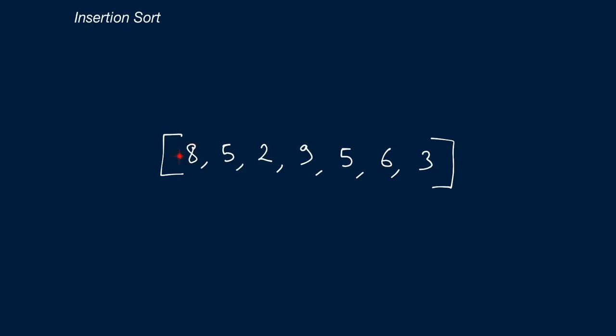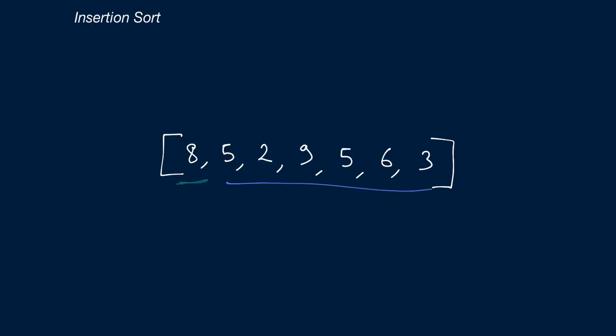We start with the number 8, okay? And this is our tentatively sorted list. In other words, 8 by itself is a sorted number. And now we start iterating through the rest, meaning through 5, 2, 9, 5, 6, 3. We start at 5, and we try to insert 5 in our tentatively sorted list of 8. In fact, I can even underline this in green probably.